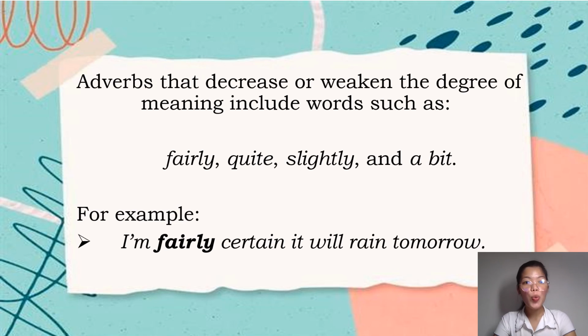For the second group, we have adverbs that decrease or weaken the degree of meaning, including words such as fairly, quite, slightly, and a bit. For example, I'm fairly certain it will rain tomorrow. Fairly here weakens the degree of the meaning of the word certain.